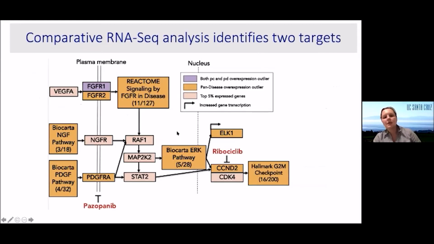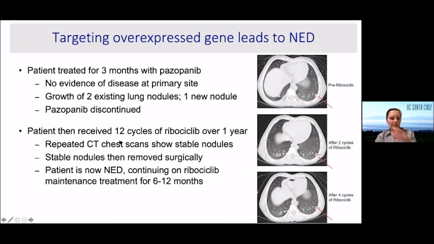And then after that, the patient was treated with this prediction, ribociclib. And this has been a remarkable story for us. So far, the patient received 12 cycles of single agent ribociclib for over 1 year. And then repeated CT chest scans show stable nodules. And after 1 year, the oncologist was comfortable enough to say, okay, maybe surgery could be indicated to remove these nodules.